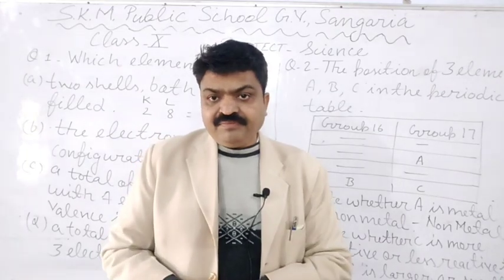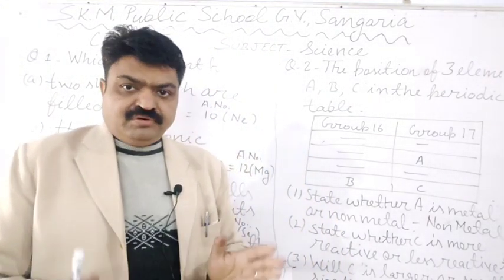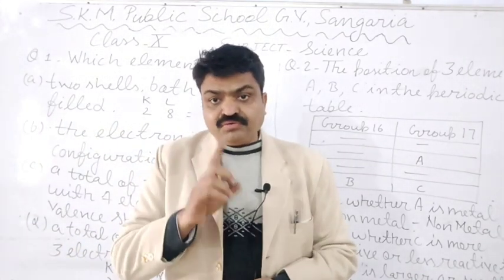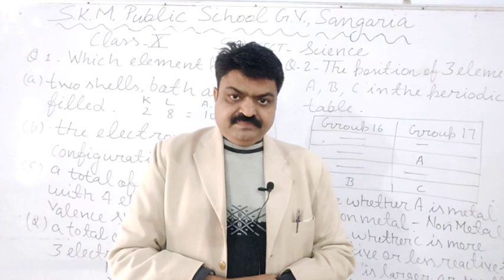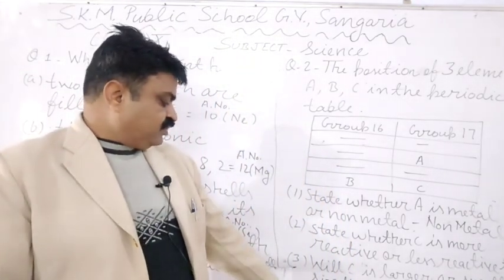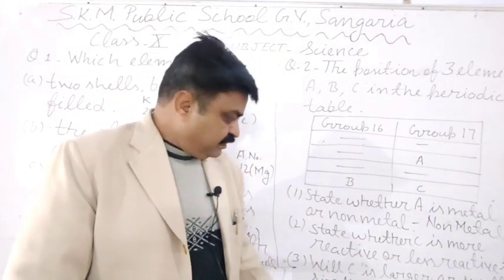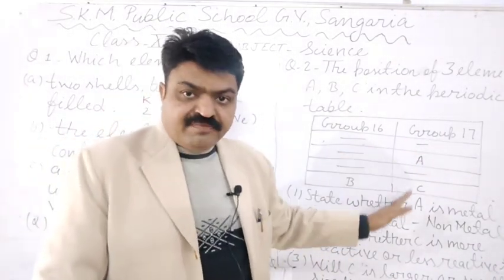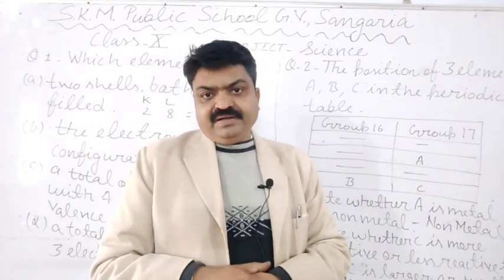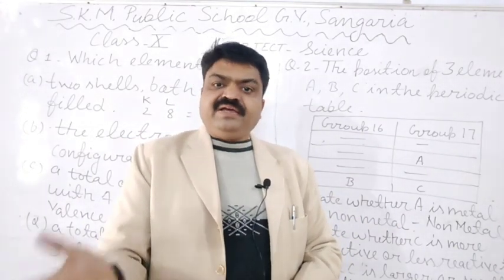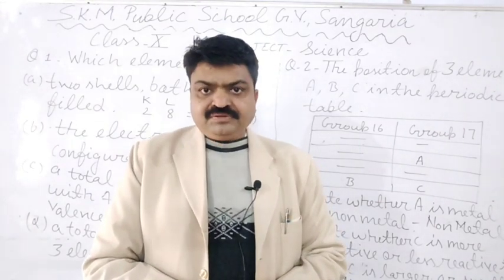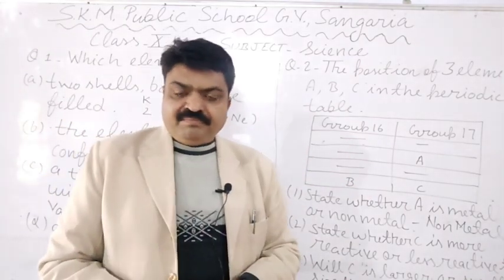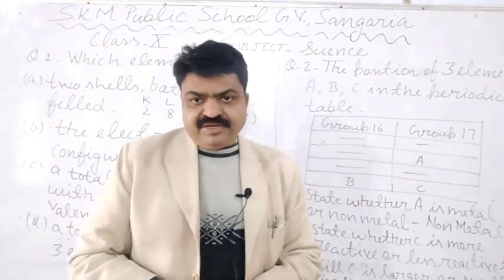Why will the anion be formed? Because a non-metal can gain, can accept electrons to complete its octet. So the fourth question's answer is: A will form an anion because it can gain electrons. In this way we will try to solve questions related to the modern periodic table. Remaining questions we will discuss in our next class.